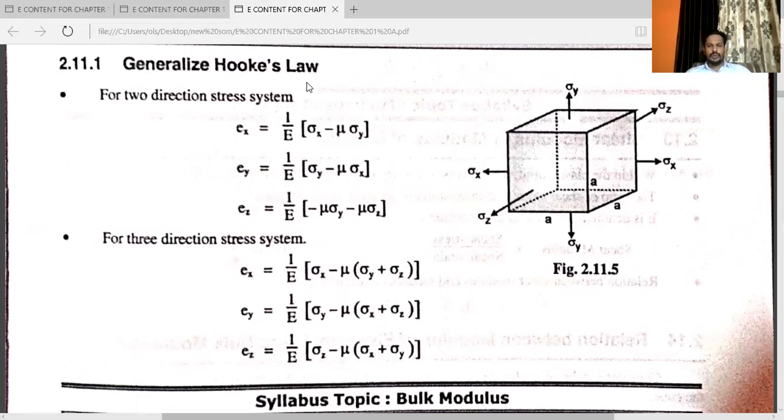In the next video, we will see the elastic constants like Young's modulus, bulk modulus, or you can say the modulus of rigidity, and the relationship between them.